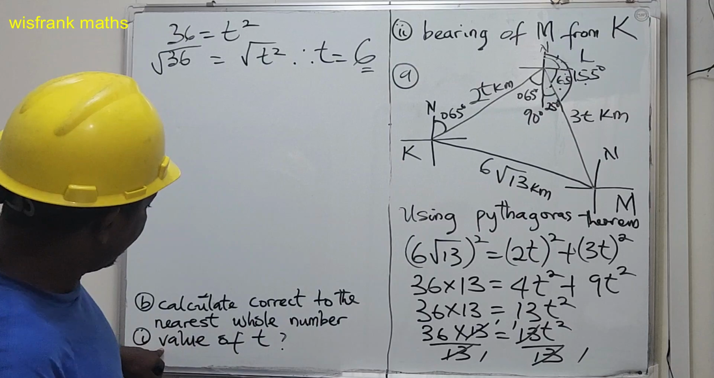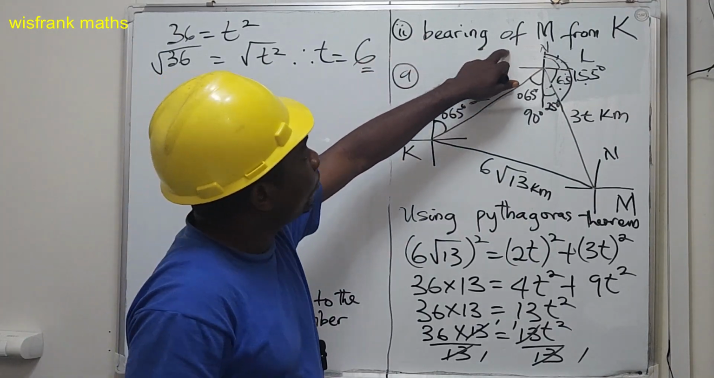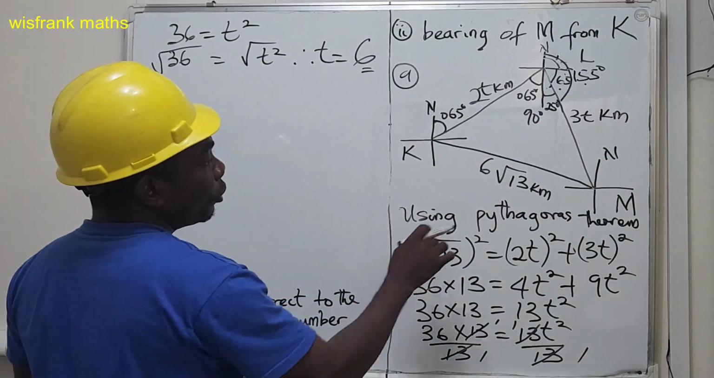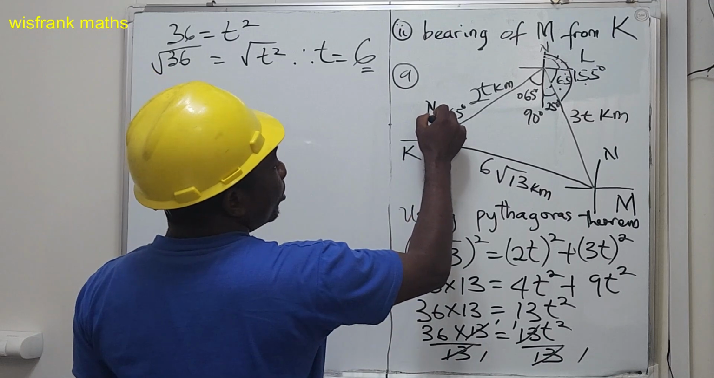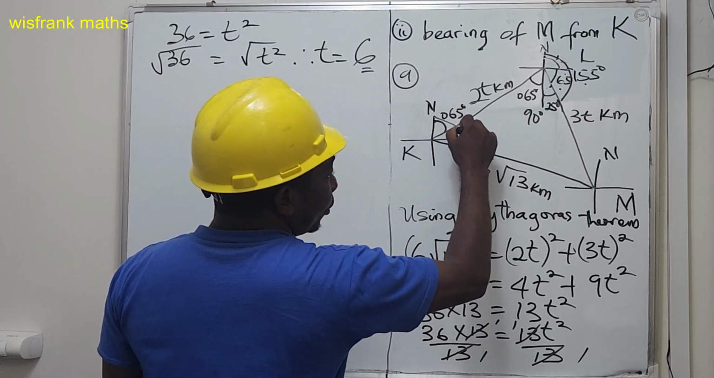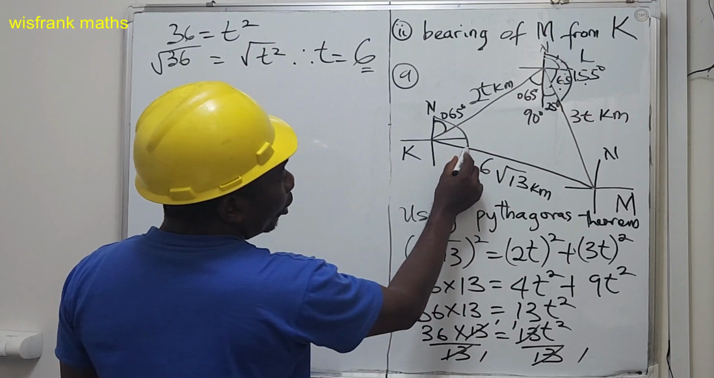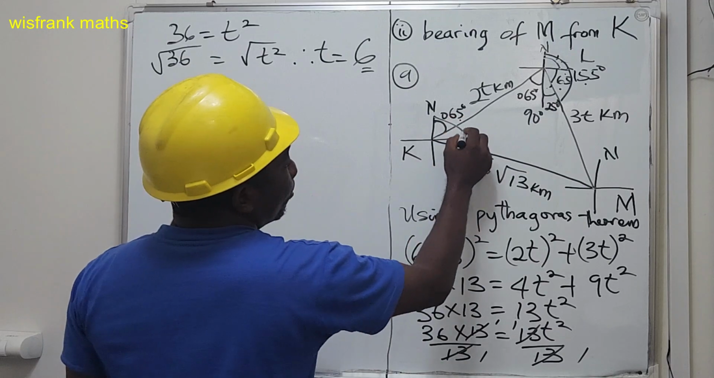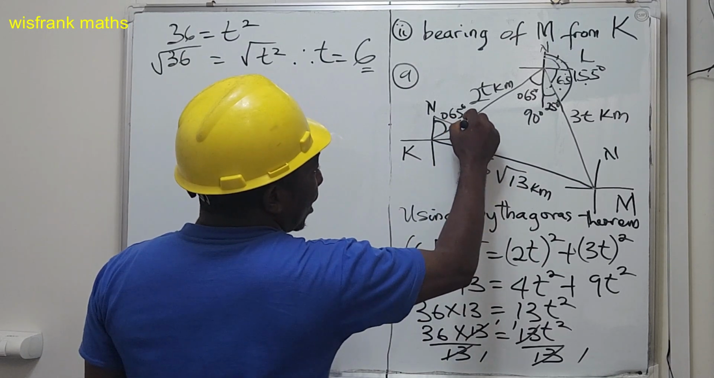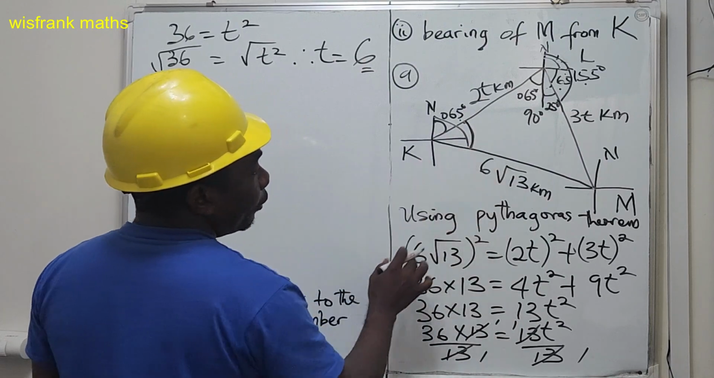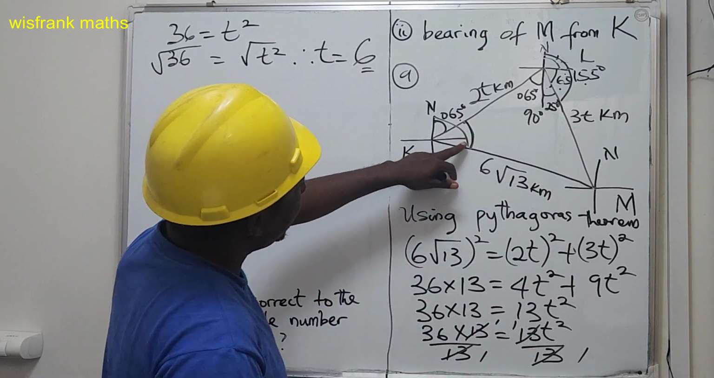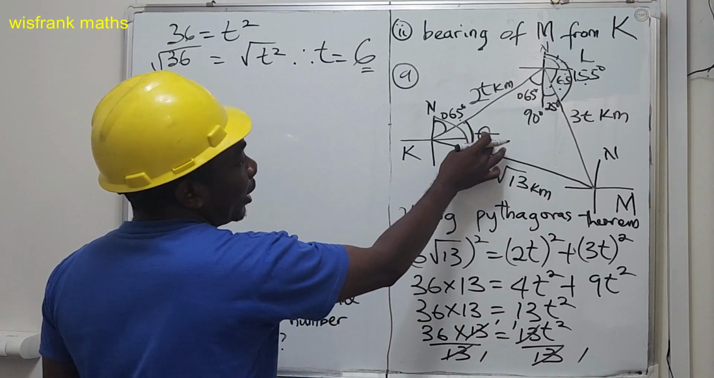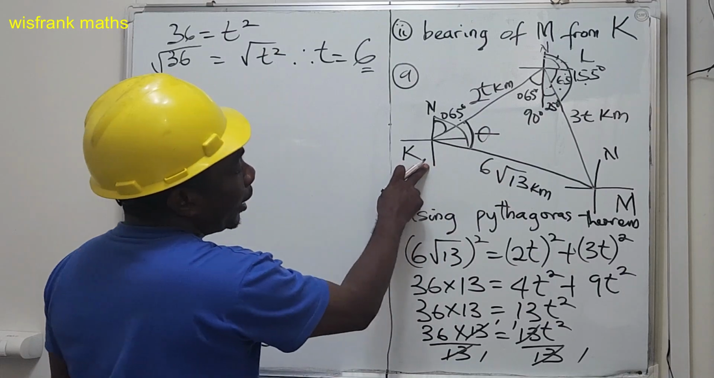So the second question was asking for the bearing of M from K. For us to find this bearing, we move from the north to the line of M. So it's going to be this 65 plus this unknown angle that we are going to find. Say this angle is theta. We are going to find this angle at the point K.